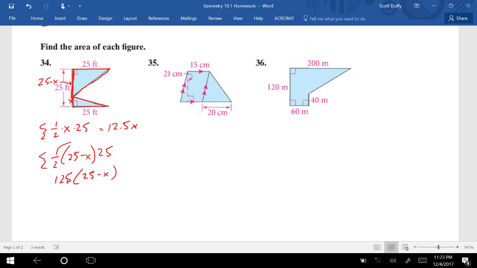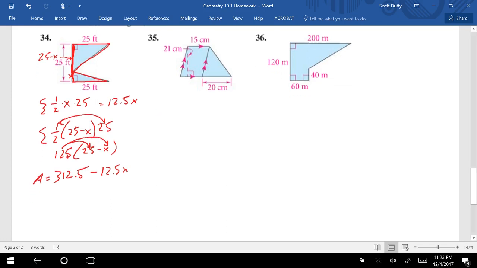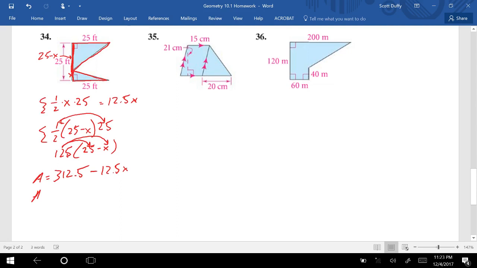So I did these two first. 12.5 times 25 is 312.5. 12.5 times negative x is negative 12.5x. And what we need to do is add, so this would be the area of this triangle, and then we'll call this area 1, and then this is area 2.